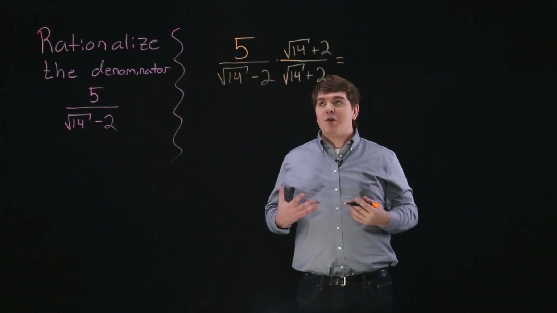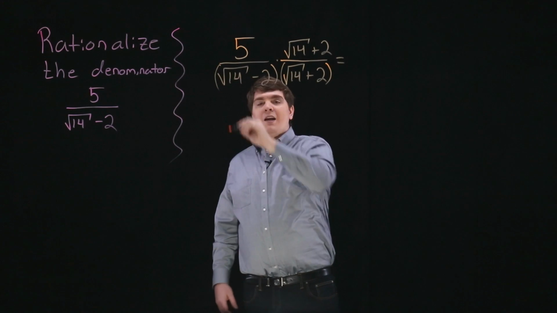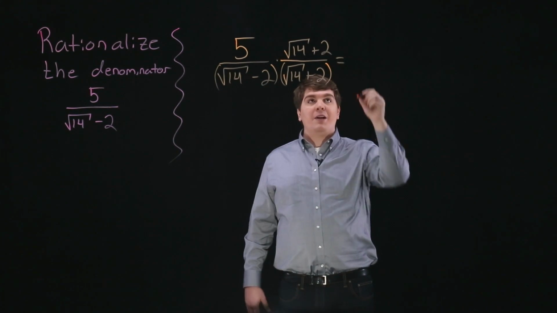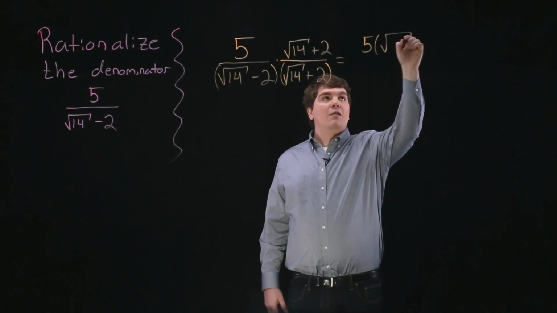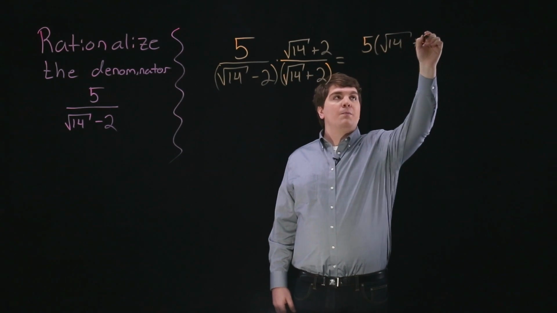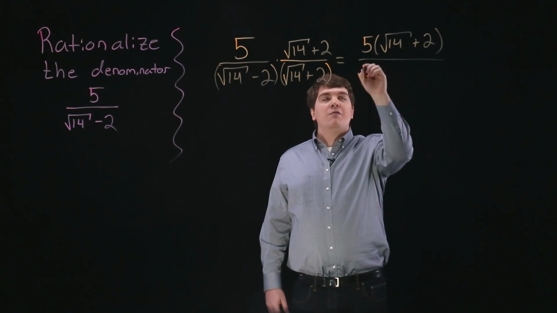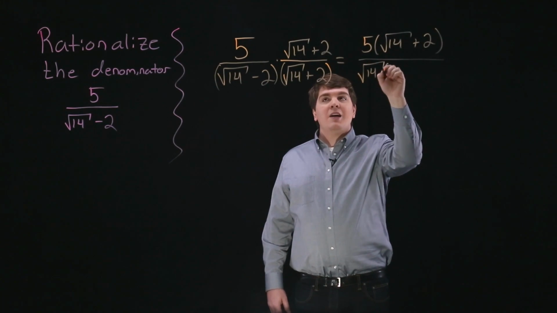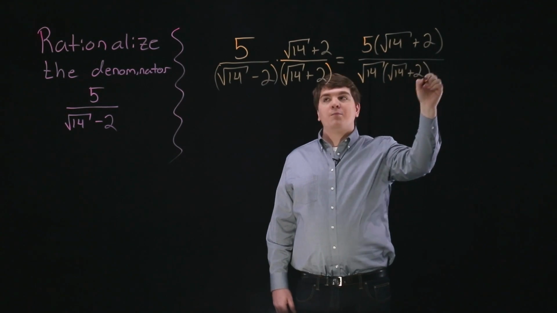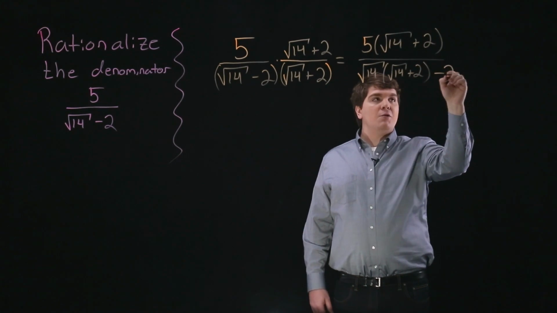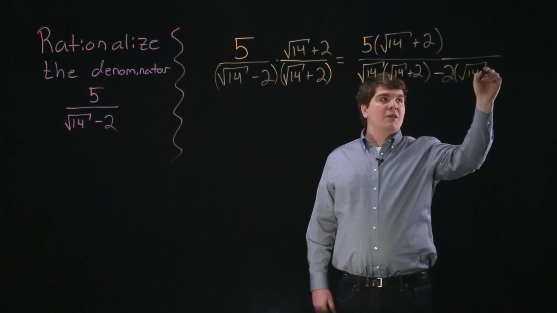So as we go ahead and multiply, well, we'll have to multiply the denominators, and we'll do that by using the distributive property. So in the numerator, we'll have 5 times the square root of 14 plus 2, divided by the square root of 14 times the square root of 14 plus 2, minus 2 times the square root of 14 plus 2.